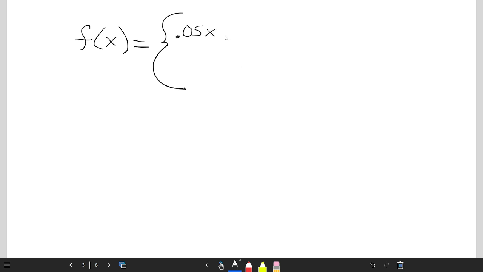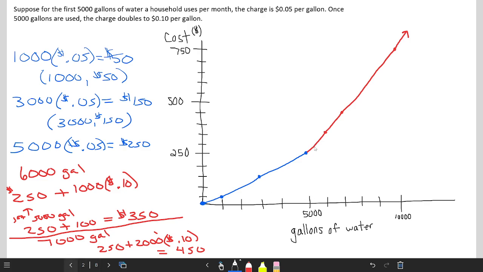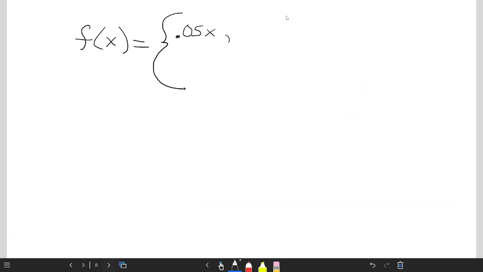Now the other thing we do in a piecewise function is we specify which x values this expression is valid for. So in our scenario, we were only charged 5 cents per gallon for the first 5,000 gallons. Once x becomes greater than 5,000, then we're switching to the other equation. So this piece is only going to be valid for x values from 0 through 5,000.